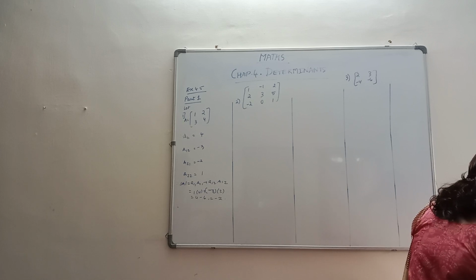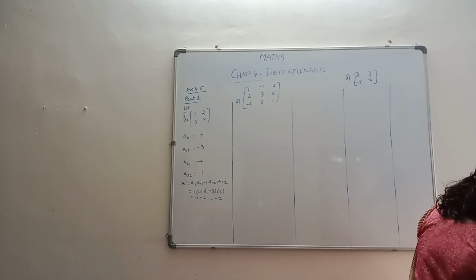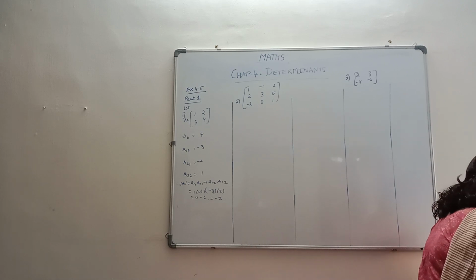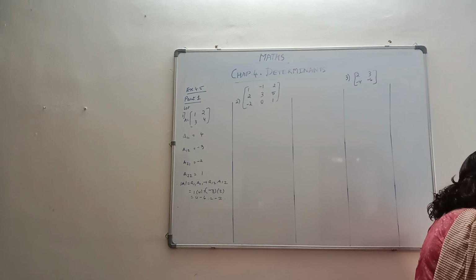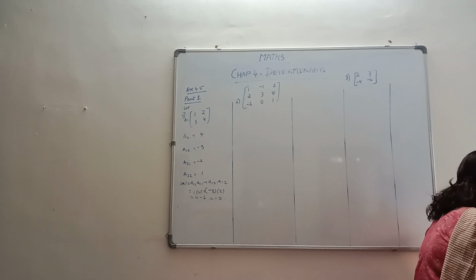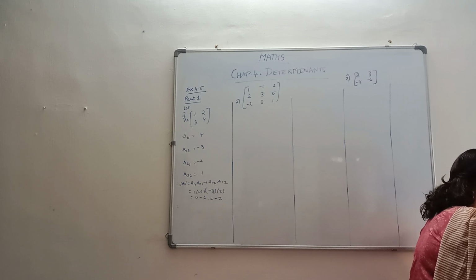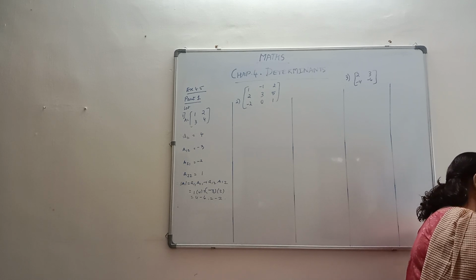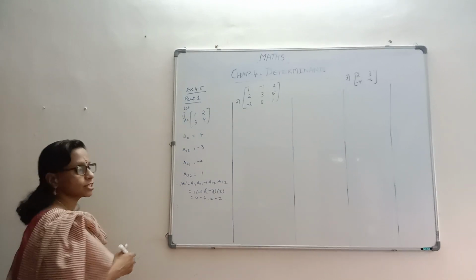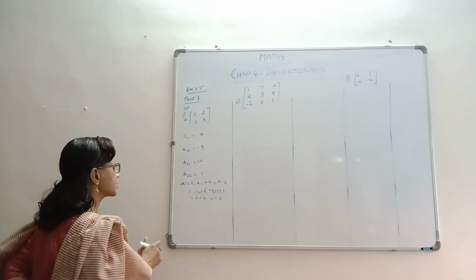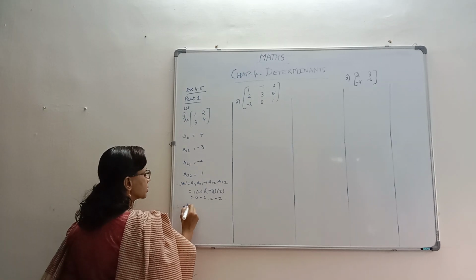Okay. So if it's the adjoint, then we don't require the determinant anyhow. But generally we find the determinant because if it is non-singular, it exists; if it's 0, the inverse doesn't exist. But anyhow, we'll have the adjoint of A.